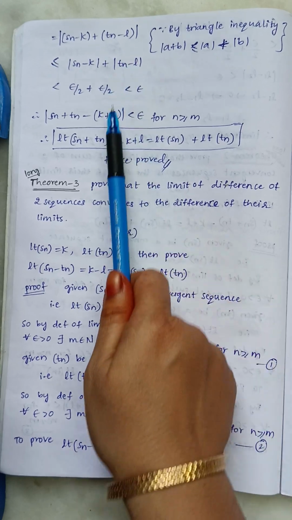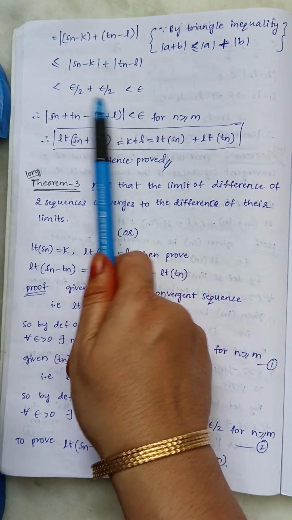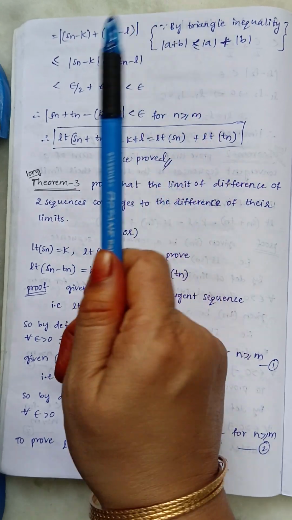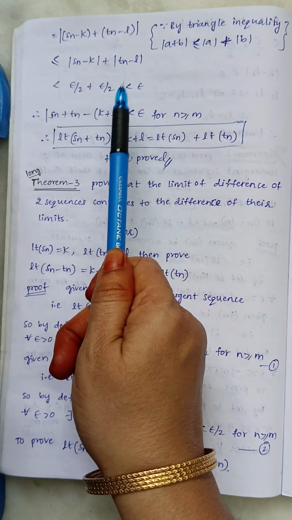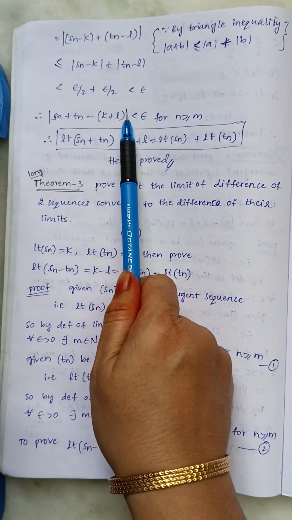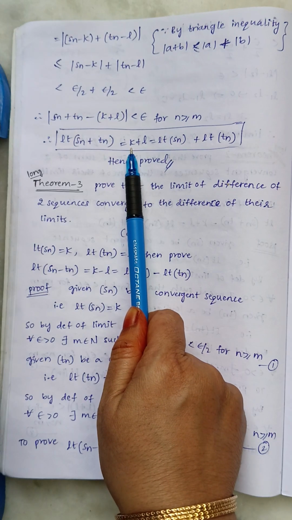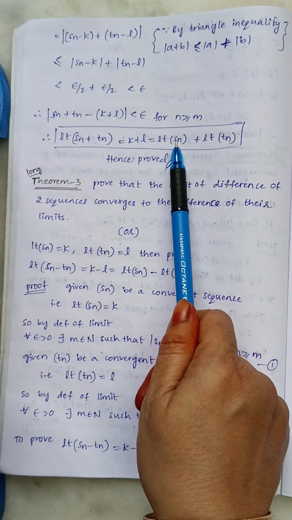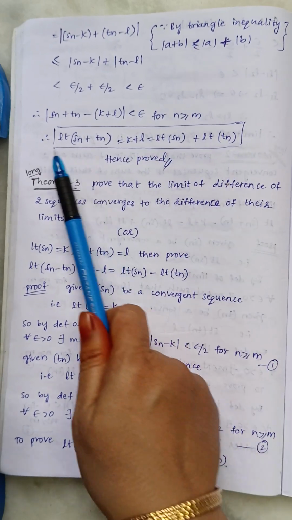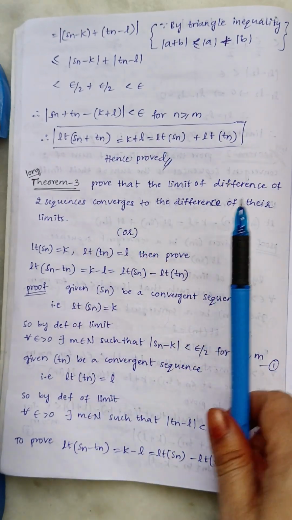For our convenience we are taking epsilon by 2, which is less than epsilon. So this total is less than epsilon, which means according to the definition of limit, in notation, limit of sequence Sn plus Tn equals k plus L. But what is k here? According to the question, limit of Sn equals k, that's why k equals limit of Sn plus limit of Tn. So hence proved.